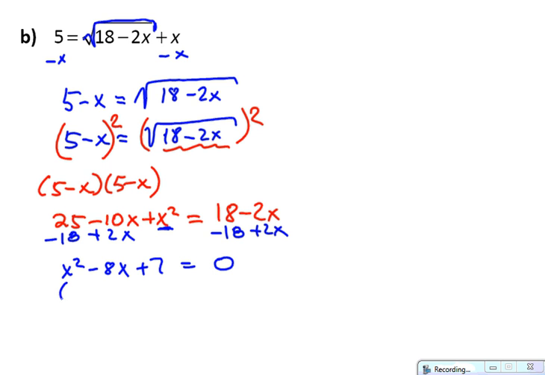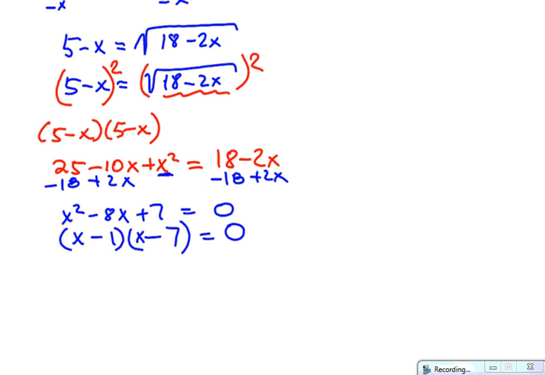Factor with the AC. So I'm going to have factors of 7, that's going to be a 1 and a 7, minus 1 minus 7. So that's going to give me a positive 7, adds to be negative 8. Set each factor equal to 0. And then solve. So plus 1, plus 7, get x is 1 and x is 7.